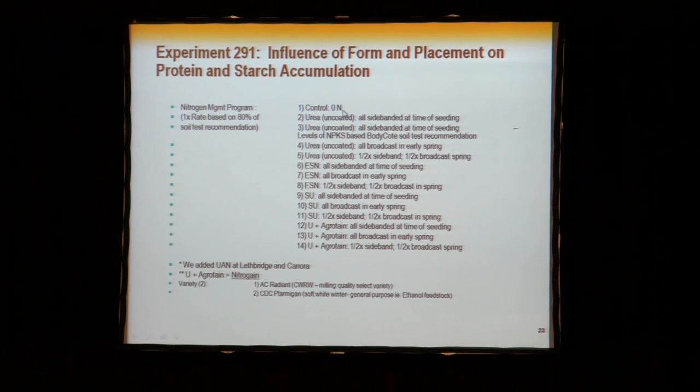And so we took all of those forms, and we either banded it all at seeding, so that's with that Conservapak seeder in a sideband situation, or we did a split and we banded half of it and top dressed the other half in the spring, or we broadcast it all in the spring. And we did that for both Radiant, a milling type, and that CDC Ptarmigan, the soft white winter type.